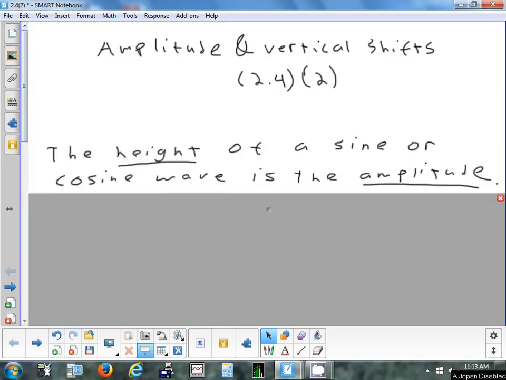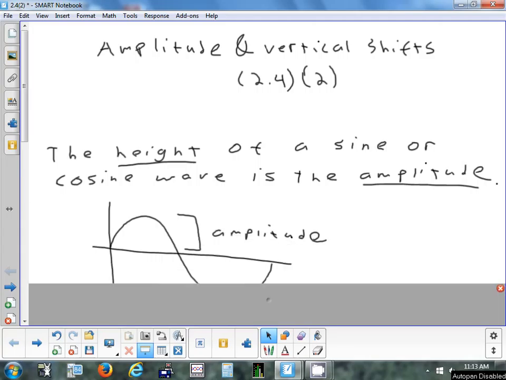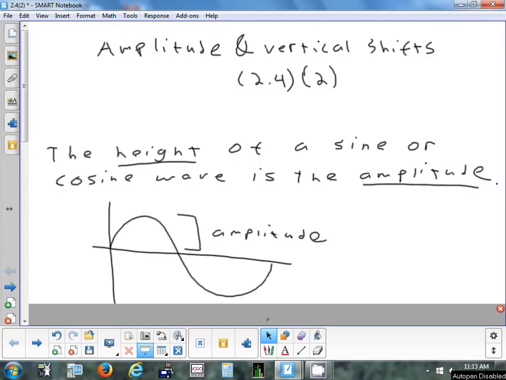Right, so first of all, what does amplitude mean? Well, in terms of a sine or a cosine wave, amplitude is the height of the wave. And the way you measure the height, it's basically the distance from the center line to its highest point, which should be symmetrical with the distance from the center line to the lowest point.